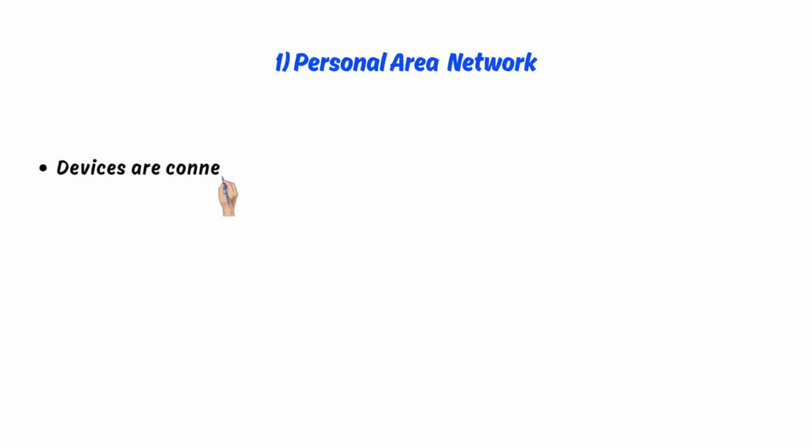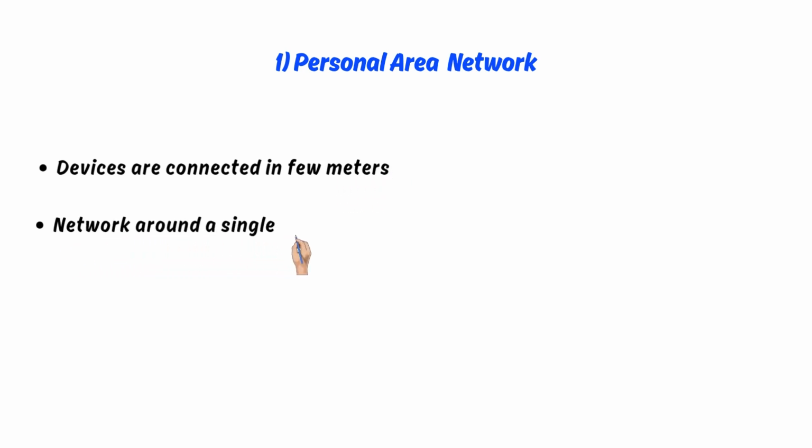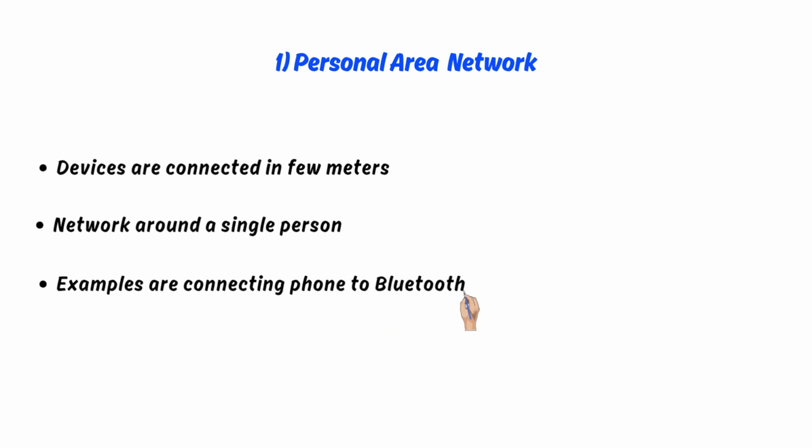Let's start with a small type of network, which is known as personal area network. A PAN is the smallest type of network, usually limited to a few meters. Think of it as a network around a single person. For example, when you connect your smartphone to a Bluetooth headset or your smartwatch to your phone, that is a personal area network. It is private, wireless, and designed just for you.